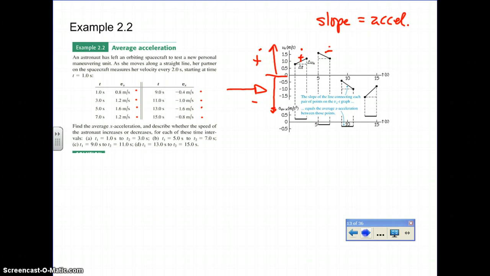Here we can see the slope is negative, but it's in the positive quadrant, so a positive and negative means slowing down. In this next interval the slope is negative, but it's over here in the negative quadrant. So the slope is negative, but it's moving in the negative direction, so it's actually speeding up right here. And here we can see that the slope is positive, but it's in the negative quadrant. So with a positive slope and a negative quadrant, it's actually slowing down. You can see, projecting this, it's getting closer and closer to 0.